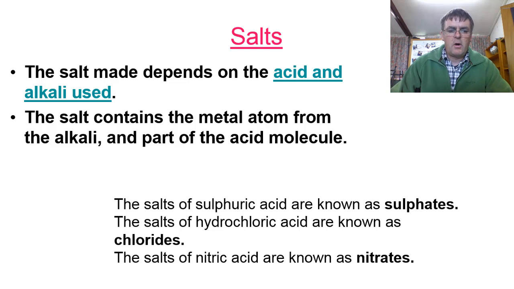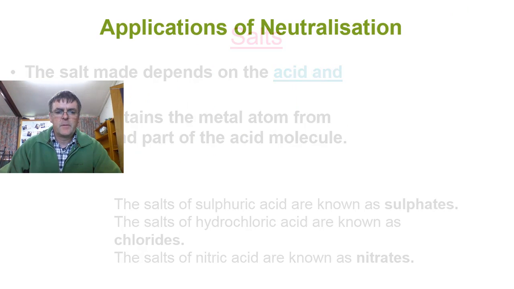Look at the alkali being used. What metal's in there? So for example, if I was using calcium hydroxide with sulfuric acid, I'd have calcium sulfate. If I mix it with nitric acid, I'd have calcium nitrate. So as long as you know which one you're using, you'll know what to call the product.